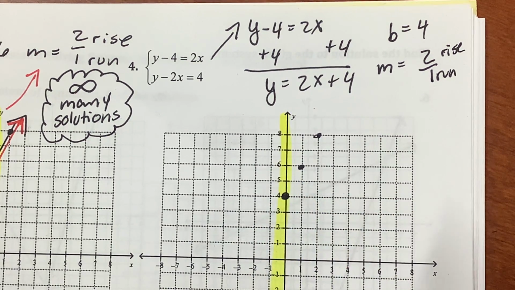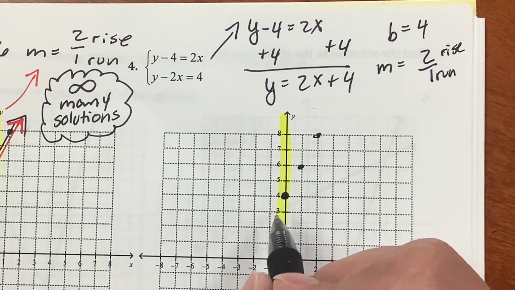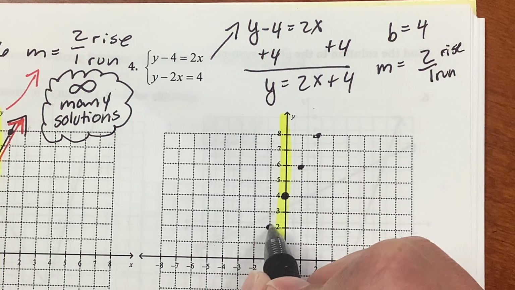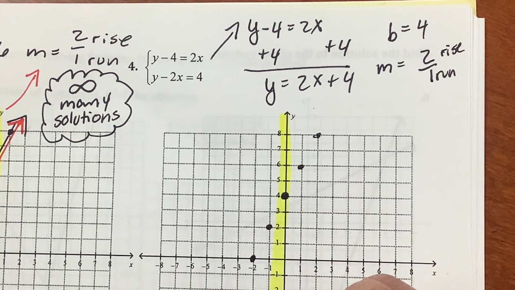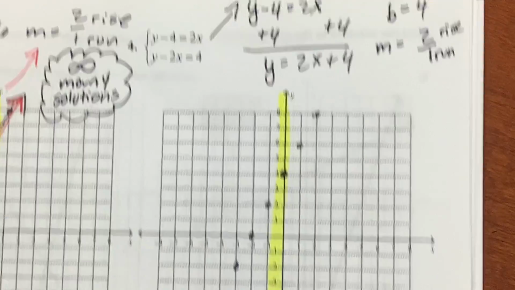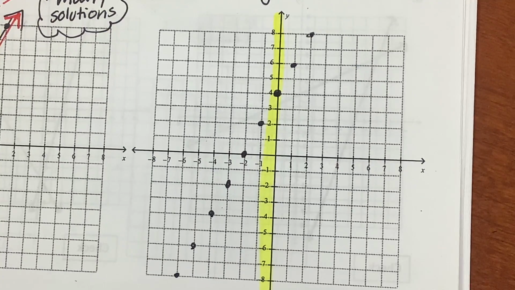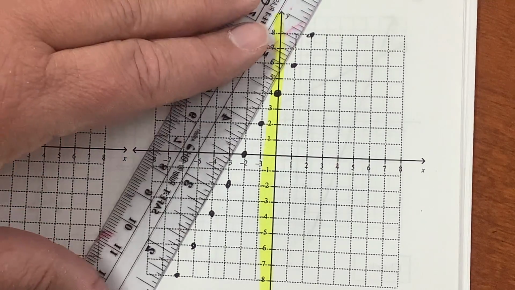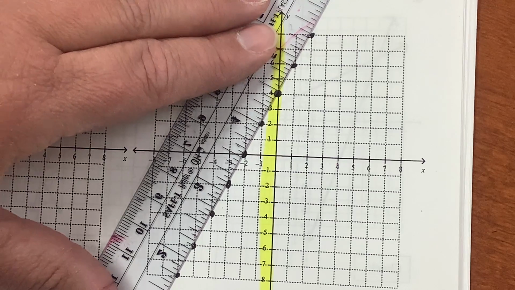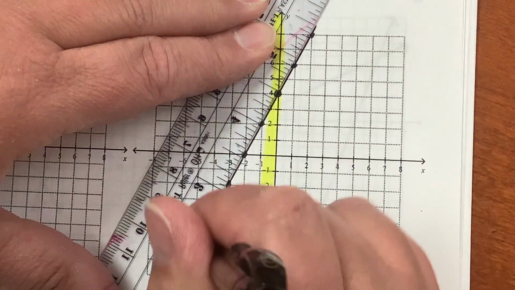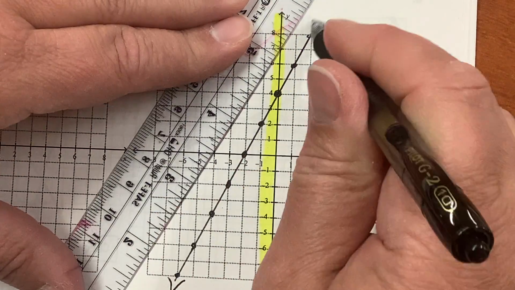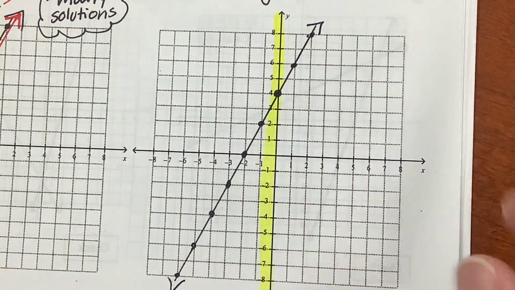I hate when that happens. And then I have to do the opposite. Drop 2, left 1, drop 2, left 1, all the way across. And double check that it's a straight line, which it is. Connect the dots. Looks good, looks good. Arrows on both sides.